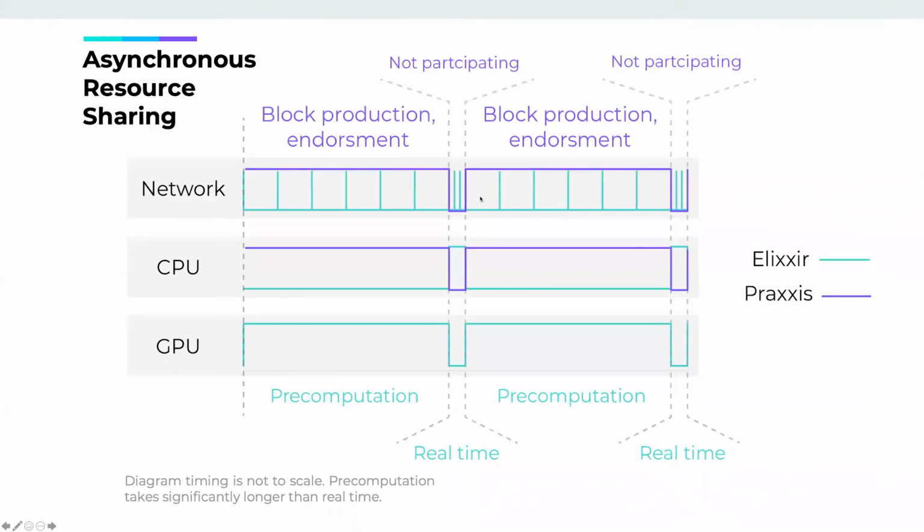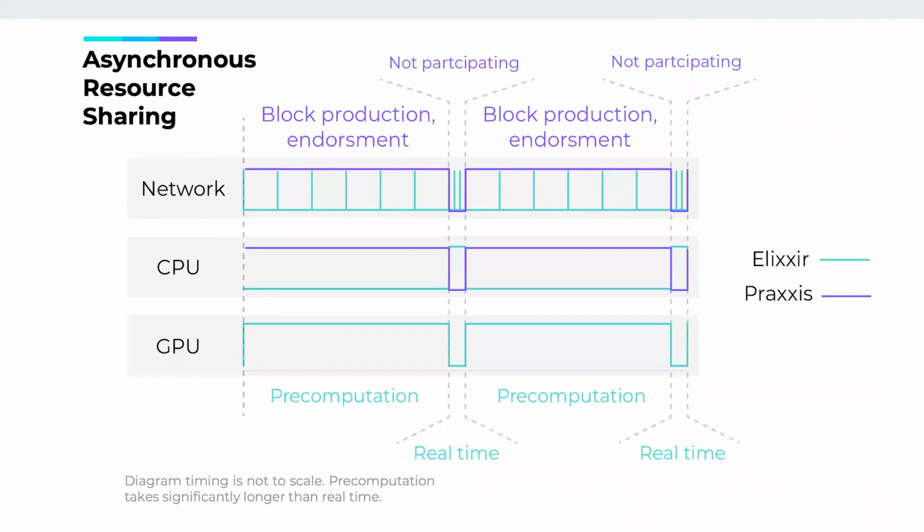slide. So doing block production endorsement doesn't use the GPU, but has heavy CPU utilization and heavy network utilization. But neither of those resources are heavily used by CMIX during its pre-computation operations. And what this does is it allows the two systems to operate almost completely asynchronously.